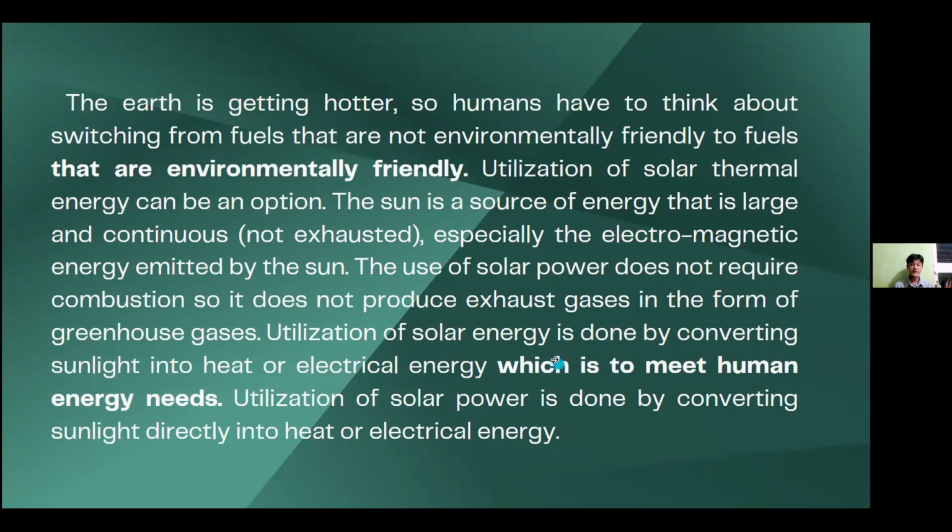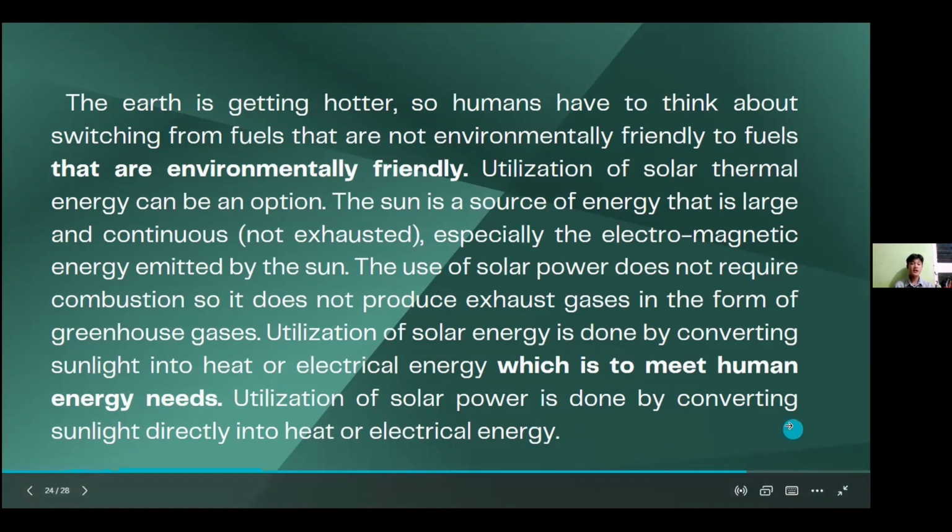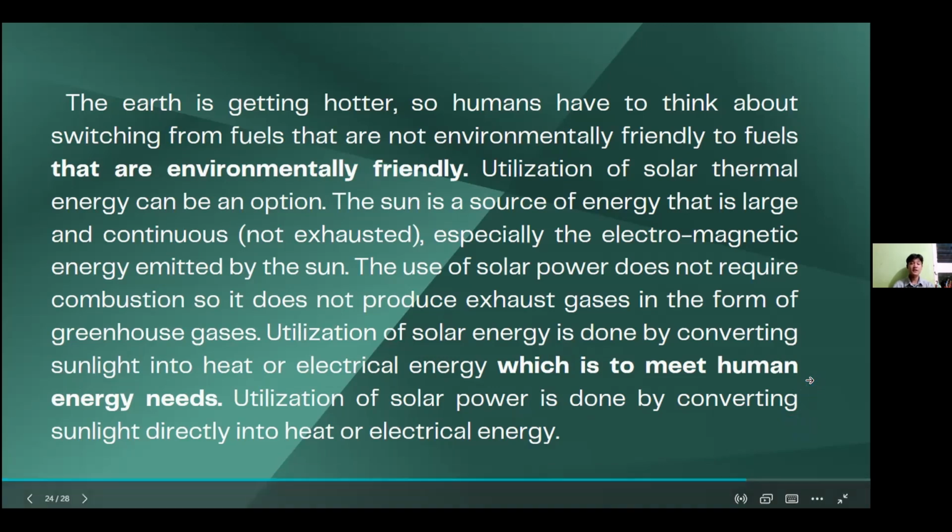The sun is a source of energy that is large and continuous, or not exhausted, especially the electromagnetic energy emitted by the sun. The use of solar power does not require combustion, so it does not produce exhaust gases in the form of greenhouse gases. Utilization of solar energy is done by converting sunlight into heat or electrical energy, which is to meet human energy needs. Which is an adjective clause explaining the preceding word, electrical energy.